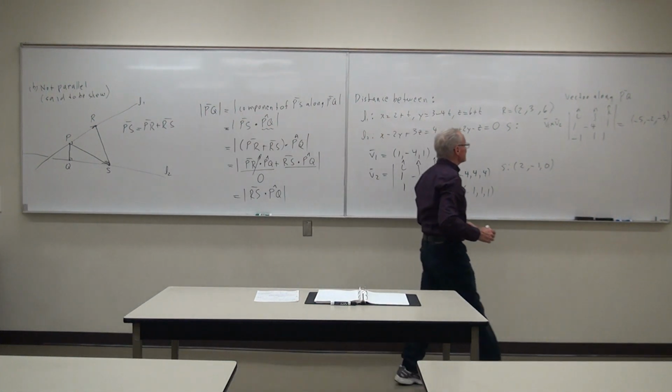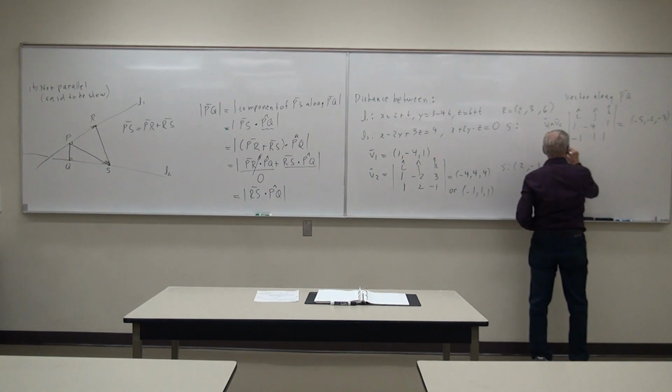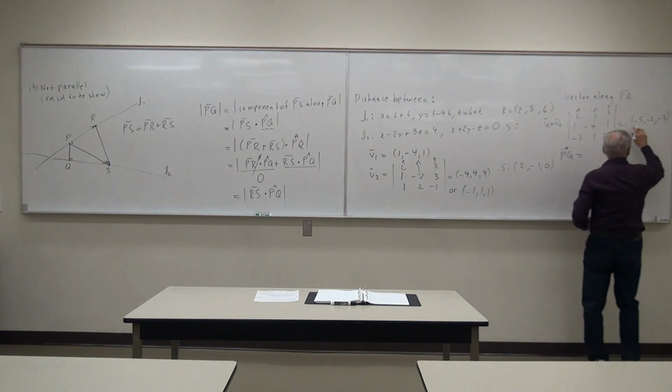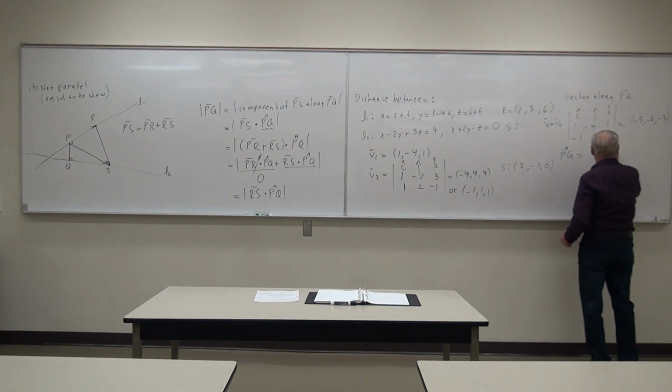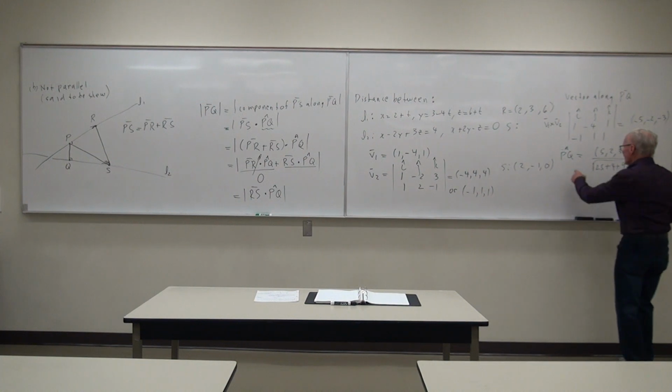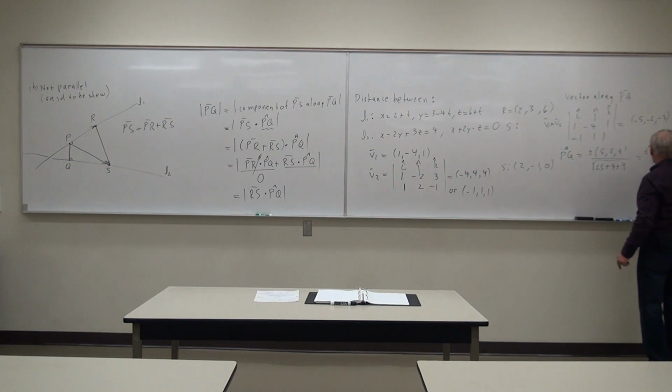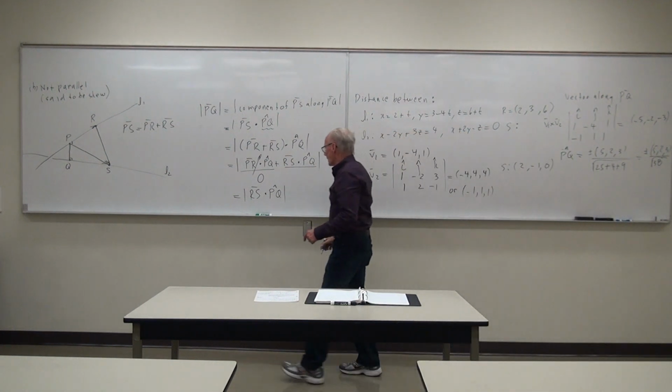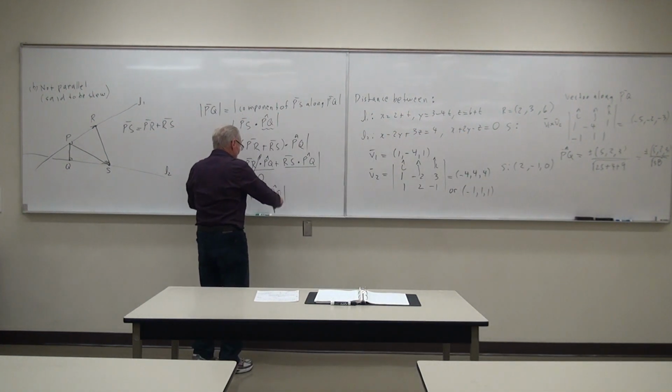So we can say that PQ hat is equal to this guy, turned into a unit vector. Why don't I throw the minus signs away? 5, 2, and 3 over the square root of 25, and 4, and 9. Now, it might be this, but it could also be that. So maybe we should put that in. 5, 2, and 3 over the square root of 38. It's not going to matter because over here we have absolute values.